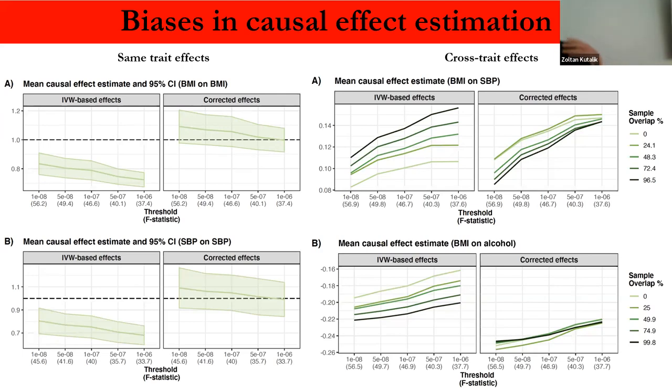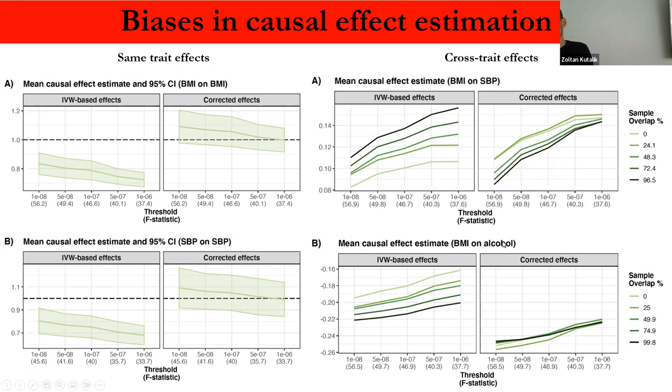If you use instruments that are weaker, they tend to be, or could be, different biological pathways in how they act on the exposure. The weaker the instruments you use, the more likely that these are indirect effects, and the strongest ones probably more direct effects. So these are probably biologically different pathways, which may lead to different causal effect estimates. So this is real biology, and I think no method would correct for it.